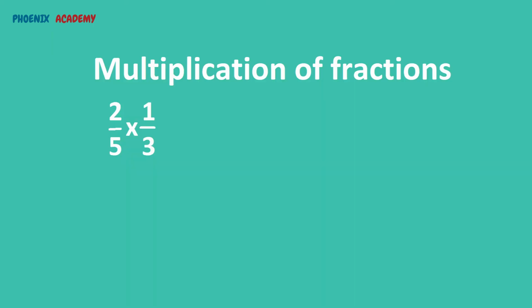Now let's see multiplication of a fraction by another fraction. To multiply two or more fractions, we multiply numerators separately and denominators separately. 2 by 5 into 1 by 3 is equal to 2 into 1 divided by 5 into 3, that is 2 by 15.